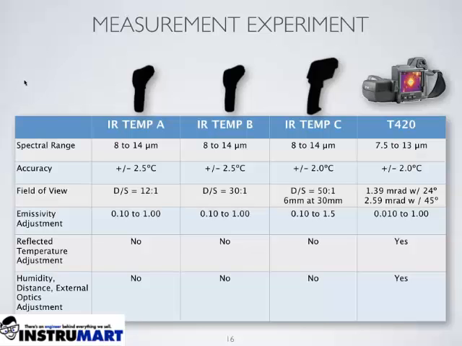There are some specifications that differ, though. They all have different field of view characteristics, meaning some are better at making close-up measurements than others, some are better at making distance measurements than others. And only the IR camera has an input for reflected temperature, humidity, distance to target, and external optics transmission. So I have additional object parameters that I can adjust or set on the infrared camera. Now, our experiment will demonstrate how these differences in specifications impact our measurement results.